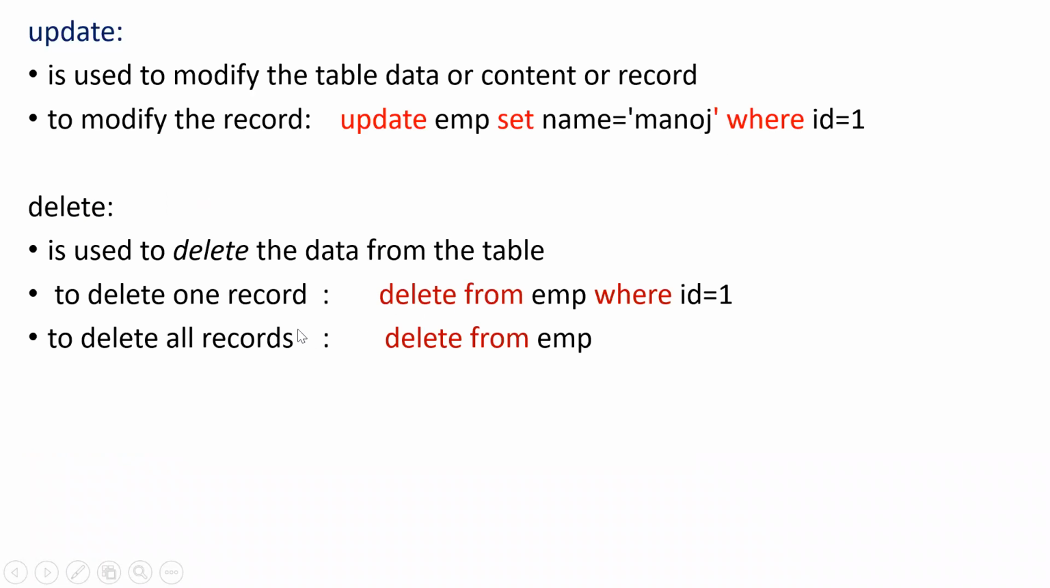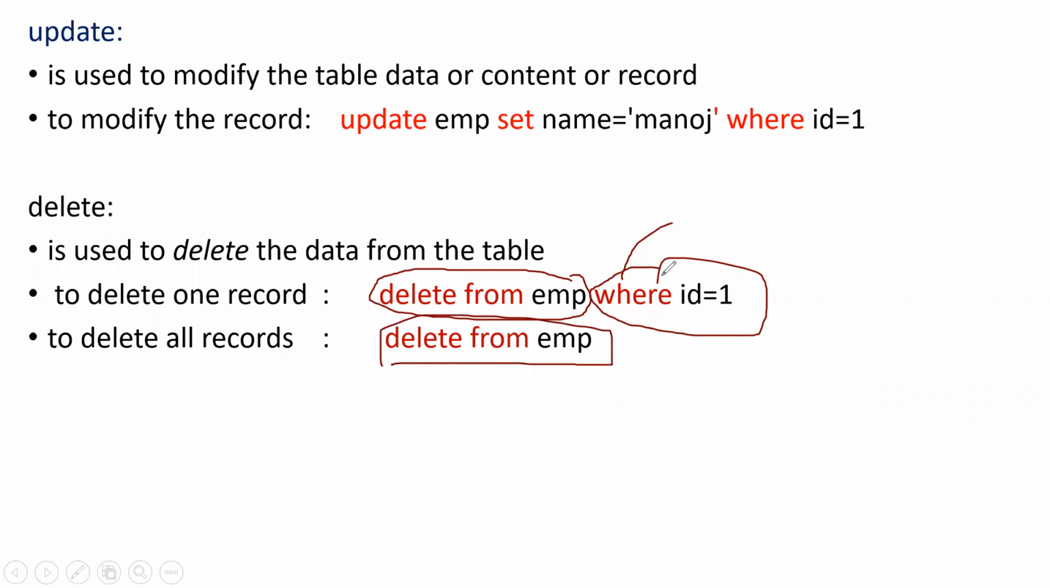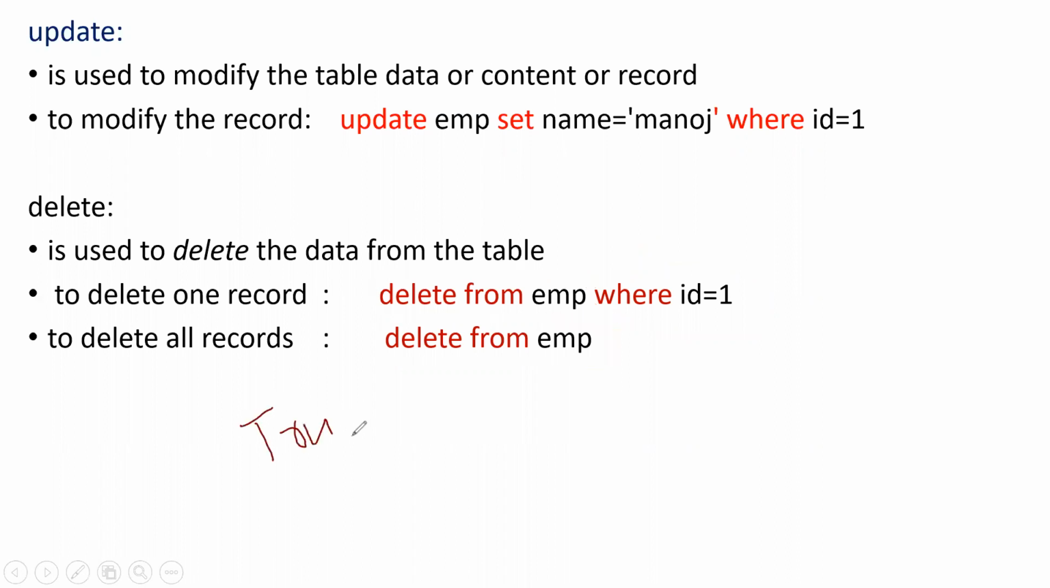Delete removes record by record, and this is the syntax: delete from employee table where ID equal to 1. If we want to delete everything, we need not use the where condition. Directly you can use delete from employee. And that's the difference between delete and truncate. Truncate deletes all the things. Delete removes one by one or everything.